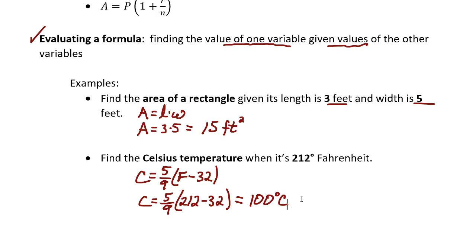Let's summarize the lesson. We reviewed what it means to simplify a polynomial by combining like terms. We also discussed math formulas and how to evaluate a formula by substituting known values in for all of the letters except one. That allows you to find the value of that one variable.